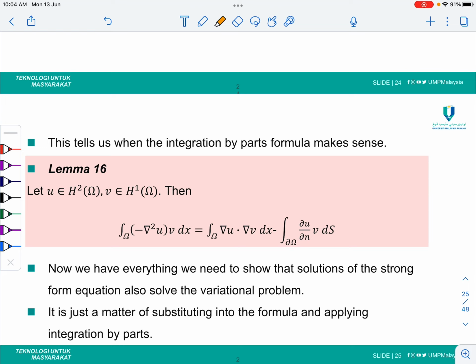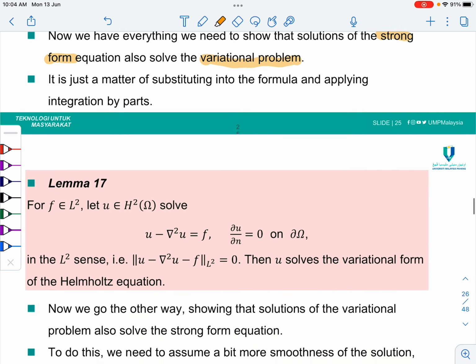In Lemma 16, this is the formula of integration by parts. When you have this integral, you can decompose it into these two terms based on the formula of integration by parts. Now we have everything we need to show that solutions of the strong form also solve the variational problem. It is just a matter of substituting into the formula and applying integration by parts.